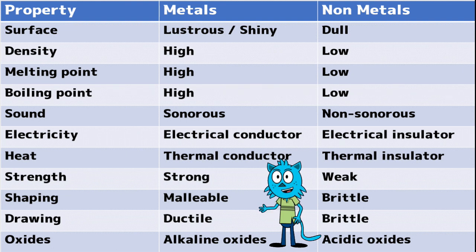Metals are conductors of both electricity and heat, non-metals are insulators. Metals are strong, malleable and ductile, non-metals are brittle. The last property on the list is the one chemical property we need to know, that is that metals make alkaline oxides. Non-metals produce acidic oxides.